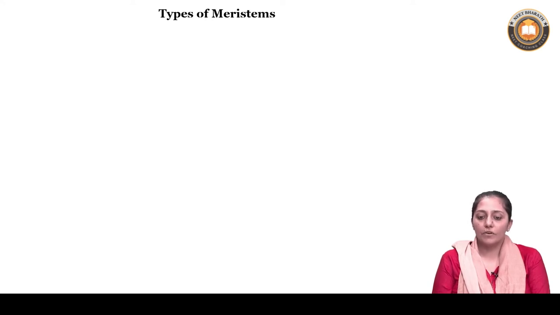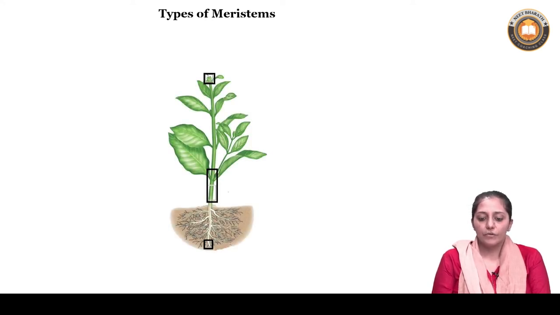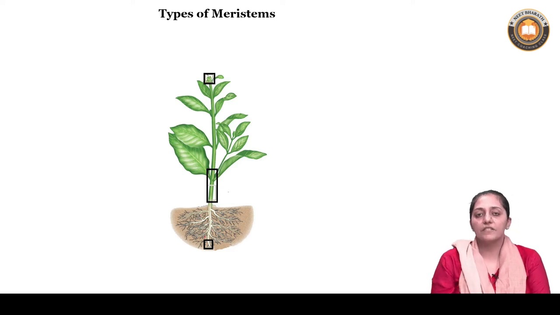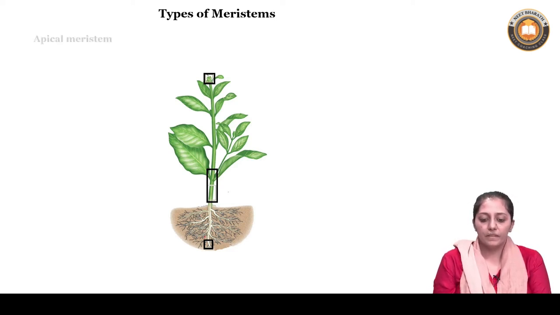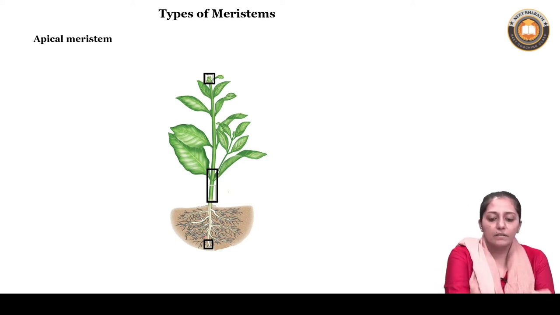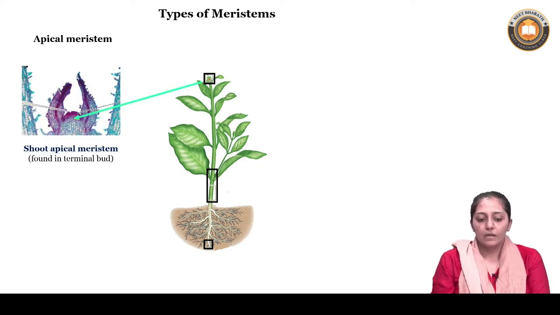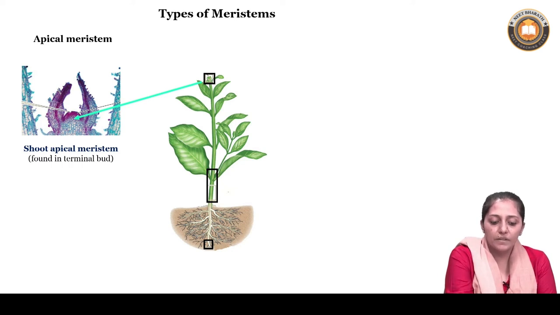Let us see what the different types of meristems are. On the slide here, there are black boxes encircling regions on the plant. These depict different types of meristematic regions present in the plant. At the top of the plant, you see a region called the apical meristem. There is a microscopic picture of the section where you can see the shoot apical meristem shown by the green arrow here.